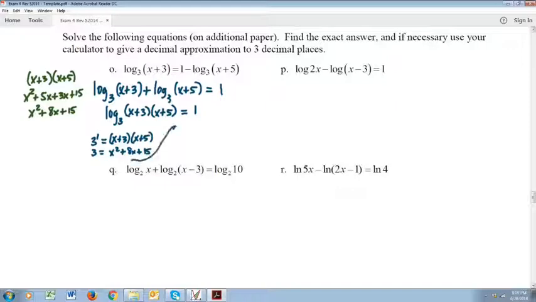So again, this is quadratic, so I want to get 0 on one side. So I just subtracted 3 on both sides. And I need two numbers that multiply to 12 and add up to 8. 2 and 6 are the numbers that work. And so we're going to end up getting negative 2 and negative 6 here. But I want you to notice if I plug in negative 6, negative 6 plus 3 would be negative 3, and I'd be taking the log of a negative. So negative 6 isn't going to work.